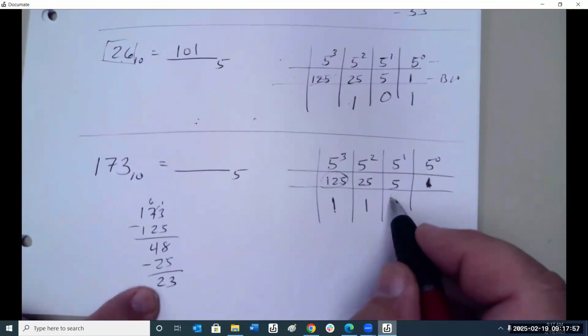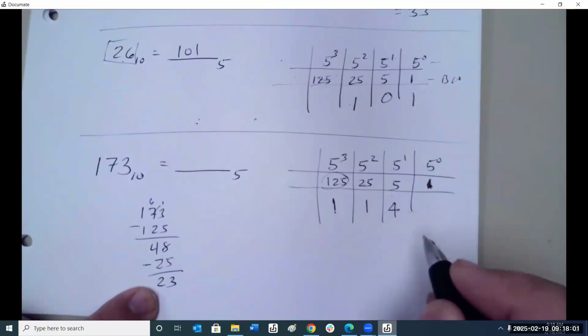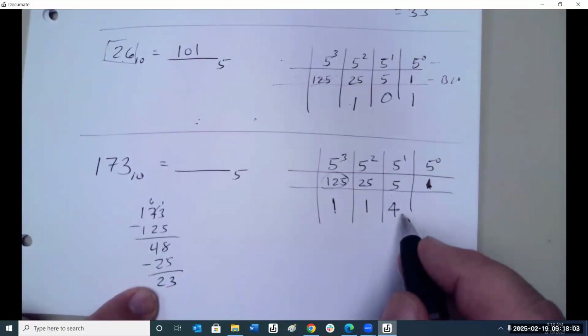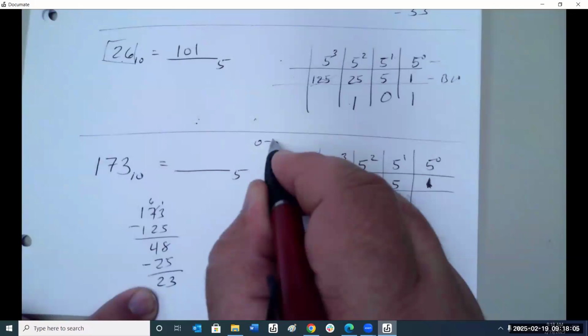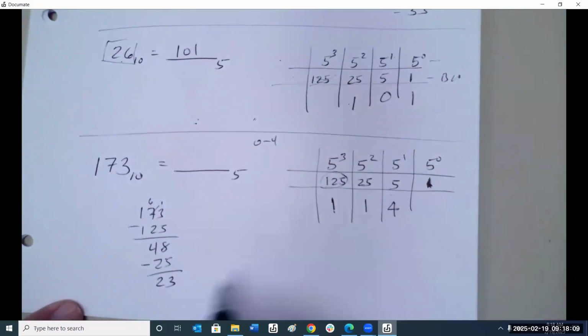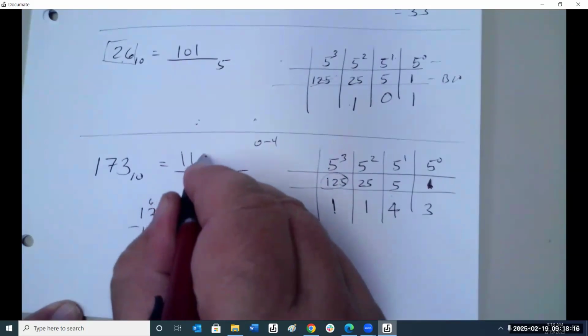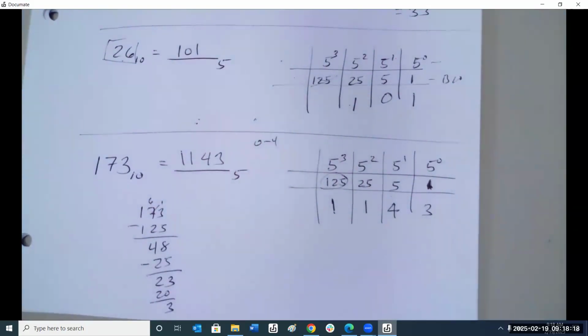Does 5 fit into 23? How many times? Can we use the number 4? Yes, because base 5 goes from 0 to 4. So 4 times 5 is 20. And then it's 3. So the answer is 1143, base 5.